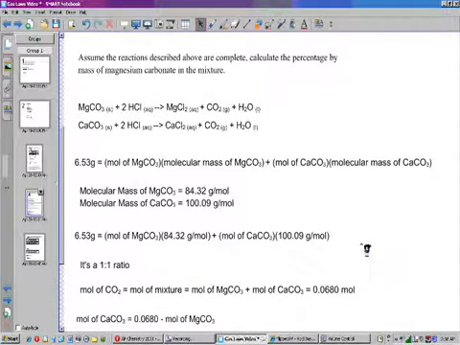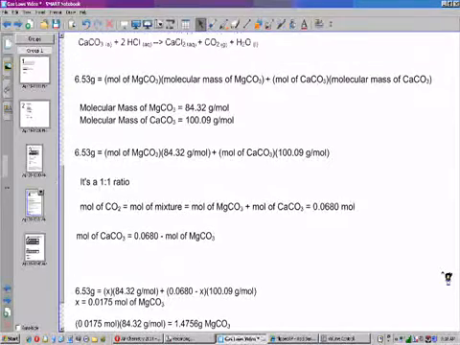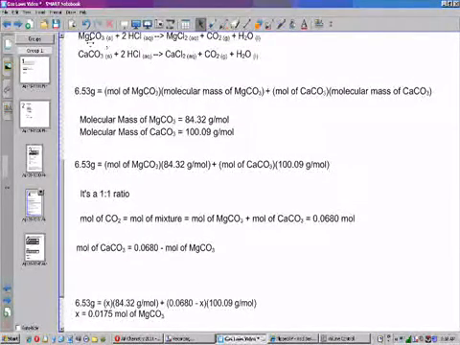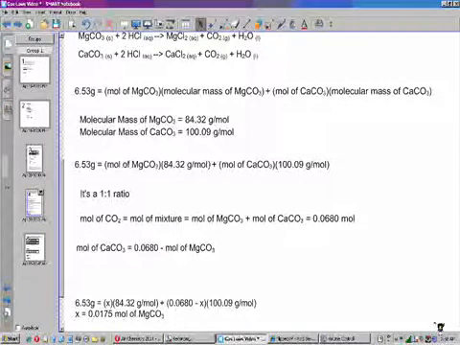We can just substitute that into our equation, and we notice that it is a 1-to-1 ratio of carbon dioxide to magnesium carbonate and calcium carbonate to carbon dioxide, which means we can say that the moles of carbon dioxide equals the moles of the mixture, which equals the moles of magnesium carbonate plus the moles of calcium carbonate, and that all equals 0.068 moles. Based off of this, we can say that moles of calcium carbonate equals 0.068 minus moles of magnesium carbonate.